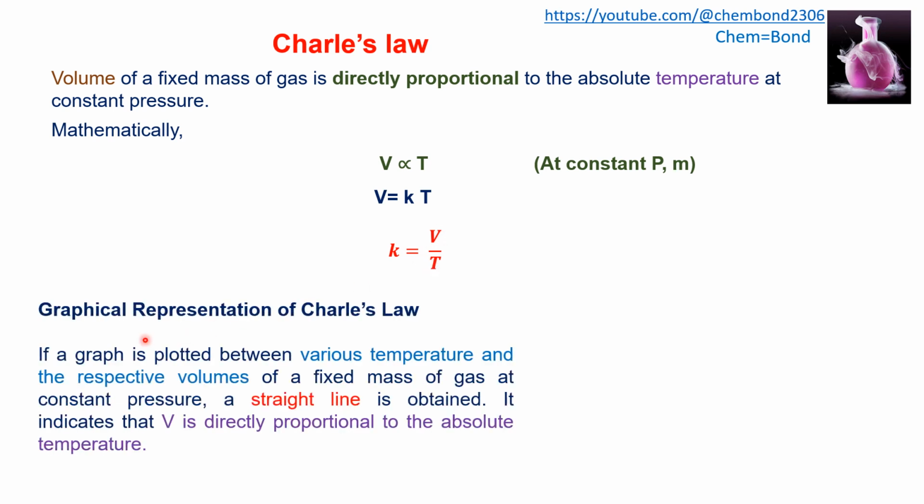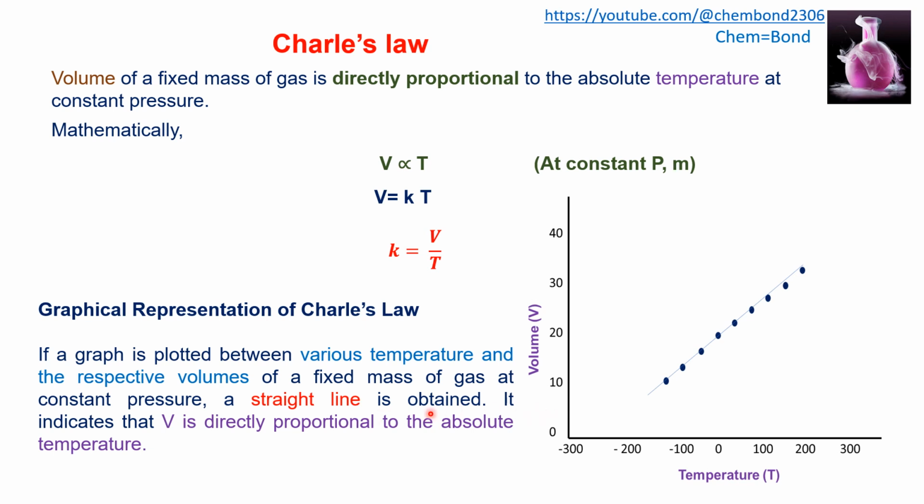Now we will consider the graphical representation of Charles's law. If a graph is plotted between various temperatures and the respective volume of a fixed mass of a gas at constant pressure, a straight line is obtained. It indicates that volume is directly proportional to the absolute temperature. If we plot a graph between volume and temperature, we get a straight line, so both are directly proportional to each other.